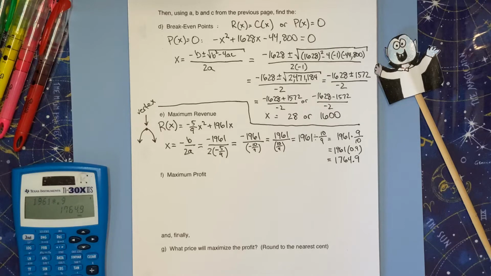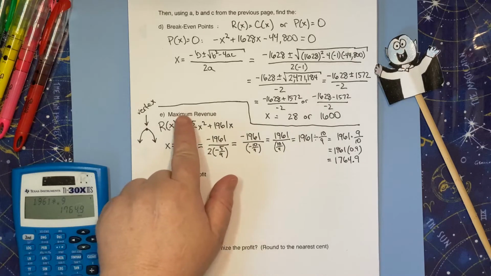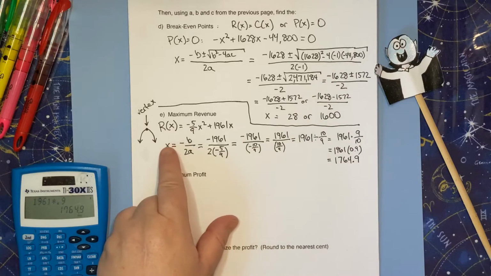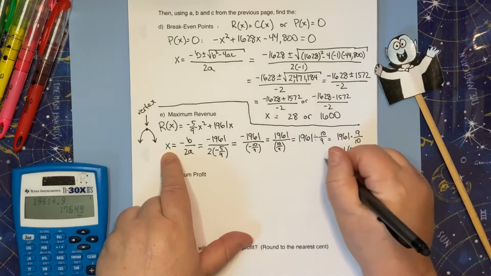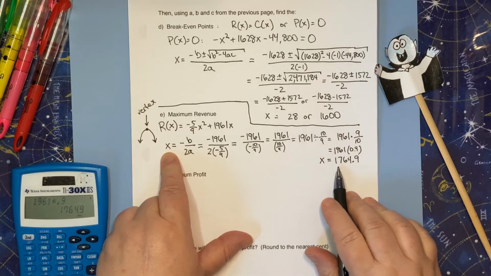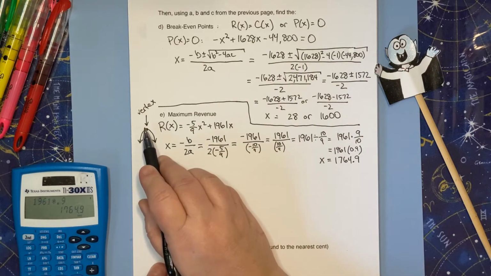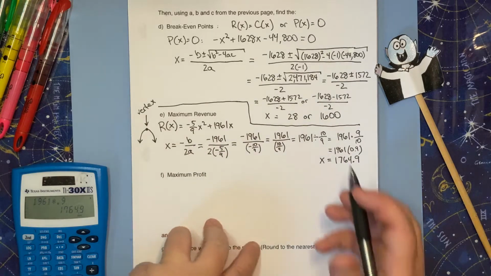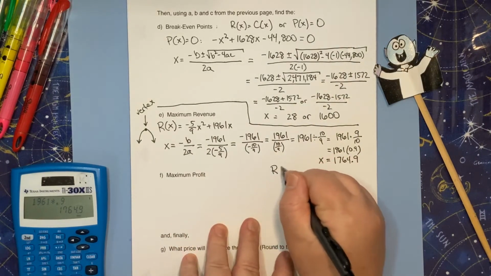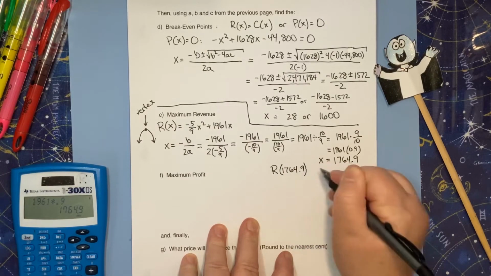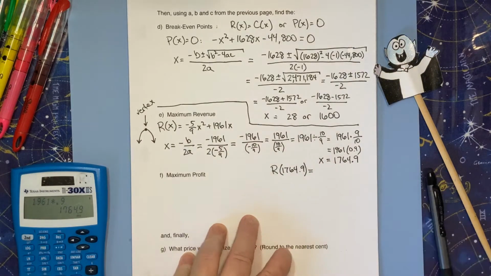So why isn't it correct? If we look here, it's asking for the maximum revenue. And then we see right here, x is equal to this. So this is the x value at the vertex. That's where x is. That's not what y is. So then we have to plug 1764.9 into revenue.